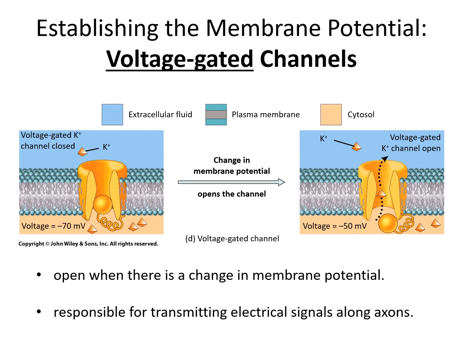That change in membrane potential causes this channel to change shape. This is a voltage-gated potassium channel. It was closed at minus 70 millivolts, but now at minus 50 millivolts it opens up, and that allows potassium to rapidly escape from the cell.